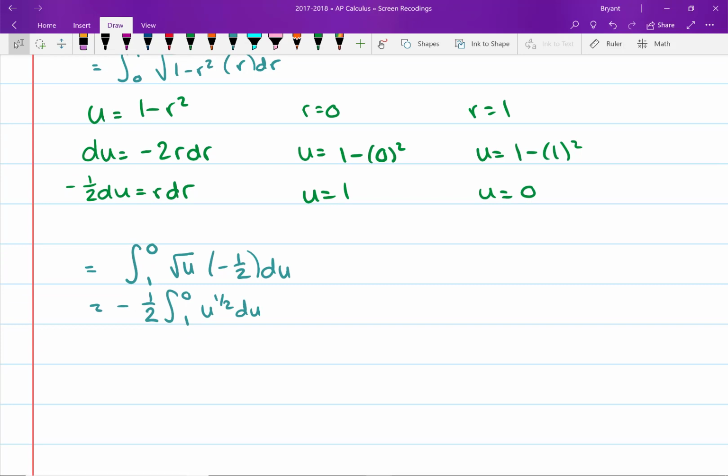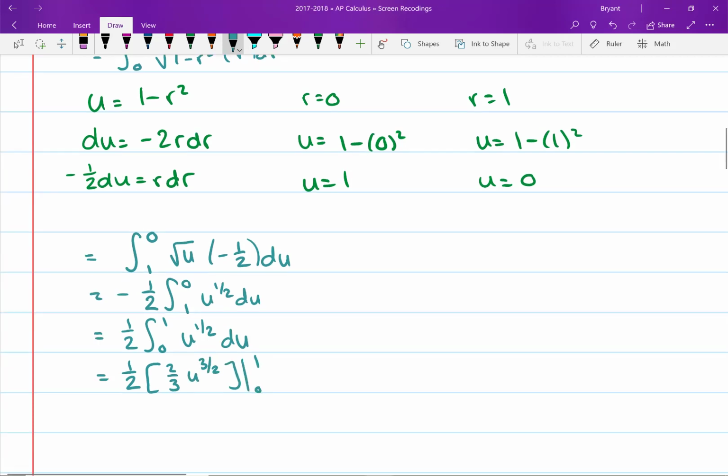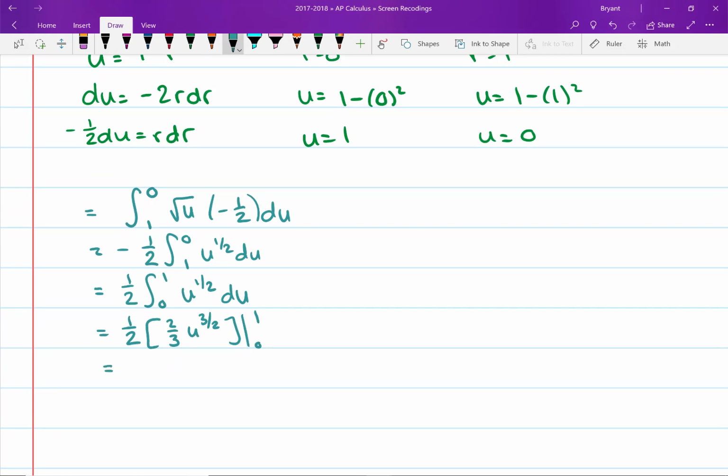And what I'm actually going to do here is switch my limits of integration by multiplying by a negative. So I get 1/2 from 0 to 1 u to the 1/2 du. So I integrate and I get 1/2 times 2/3 u to the 3/2 from 0 to 1. So this is going to be 1/3 times 1 to the 3/2 minus 0 to the 3/2. So this is 1/3 times 1, which is 1/3.